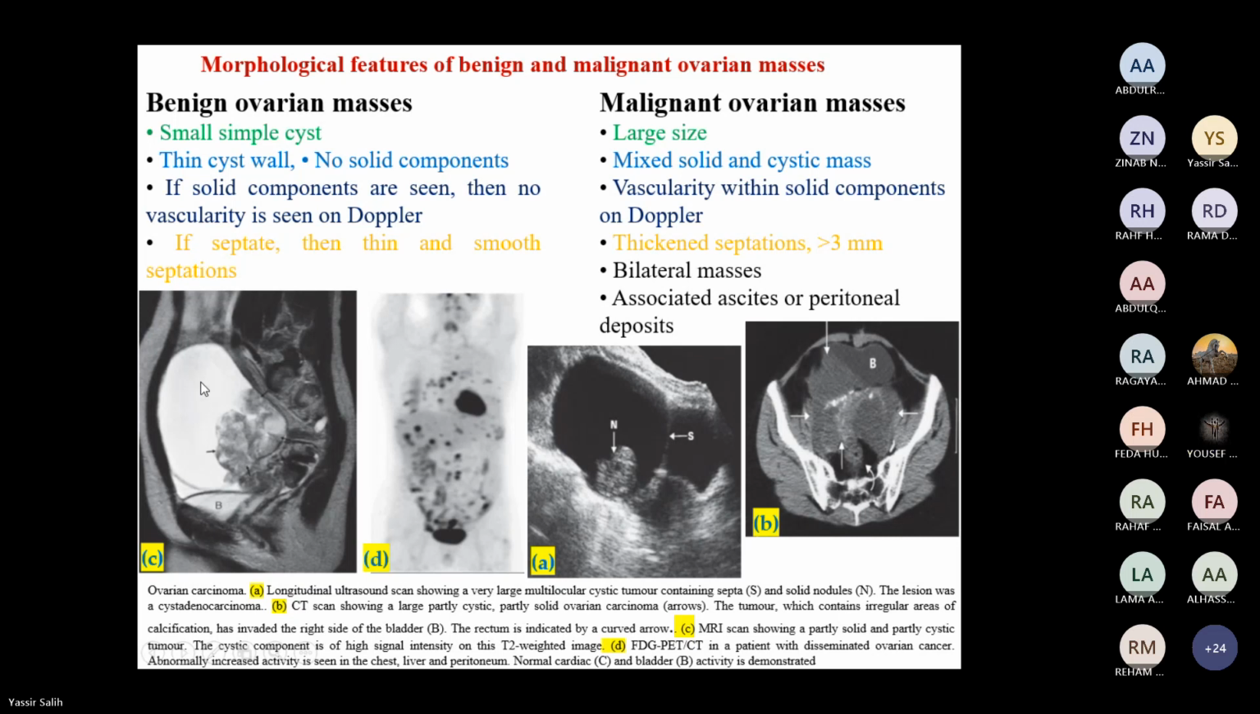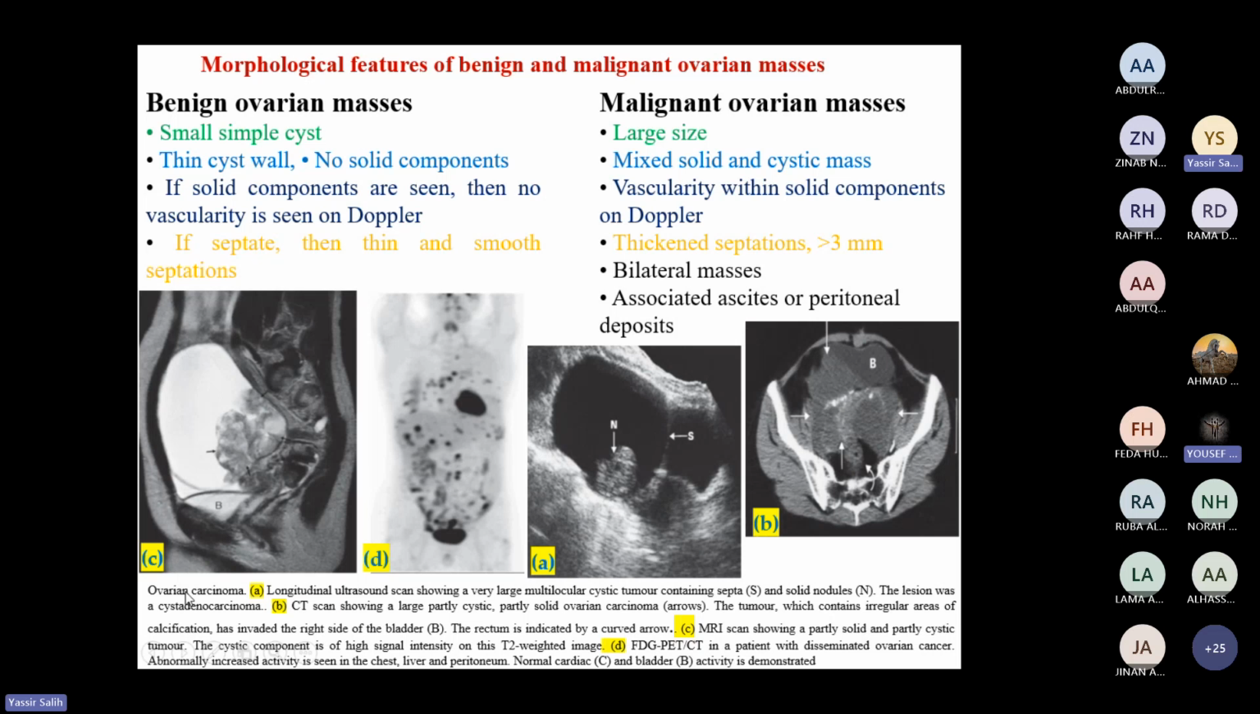Cyst. Bladder. Here, this is the bladder. Maybe cyst. Yes, cyst, and here we have what? Solid part. Solid. Where is this lesion? In the ovary. So this is an ovarian tumor with cystic and solid components.